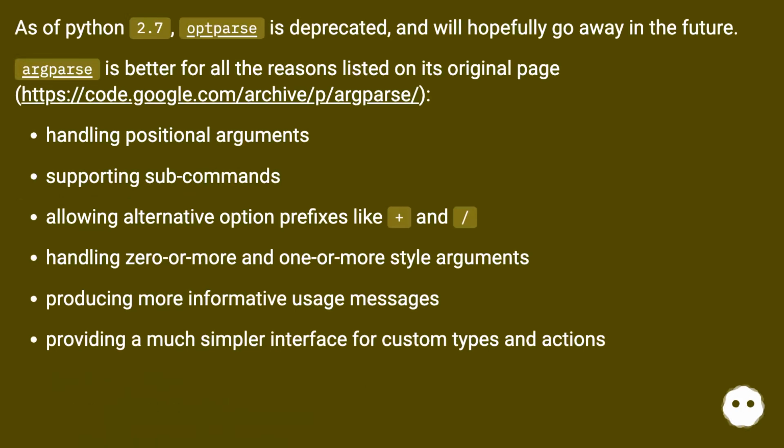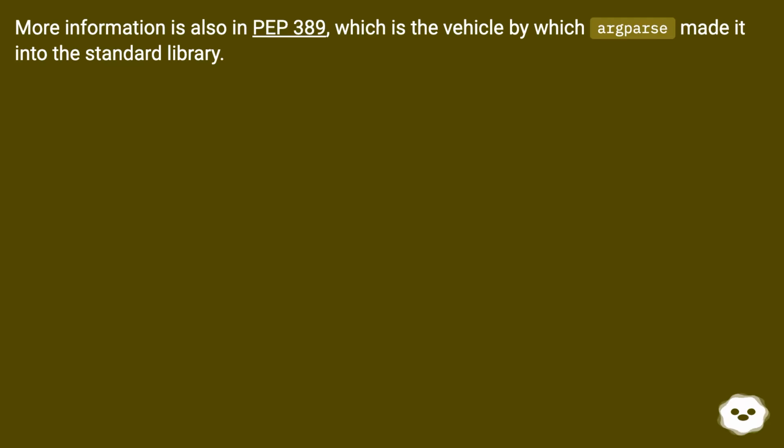As of Python 2.7, Optparse is deprecated, and will hopefully go away in the future. Argparse is better for all the reasons listed on its original page, at this URL: handling positional arguments, supporting subcommands, allowing alternative option prefixes like plus and slash, handling zero or more and one or more style arguments, producing more informative usage messages, providing a much simpler interface for custom types and actions. More information is also in PEP 389, which is the vehicle by which Argparse made it into the standard library.